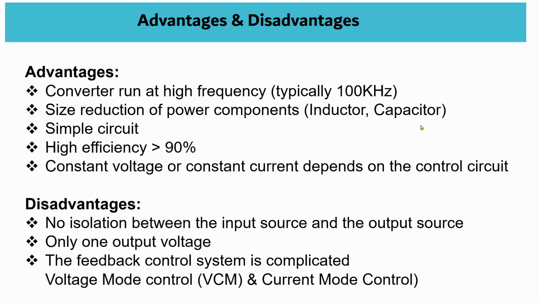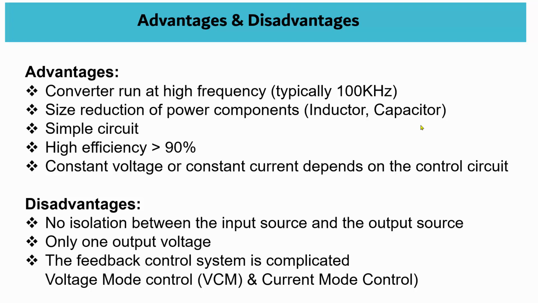For disadvantages, the buck converter has non-isolation between the input source and the output source. What it means is that when the FET is shorted, the output will see whatever the input voltage is, which is dangerous. That could damage your output load.